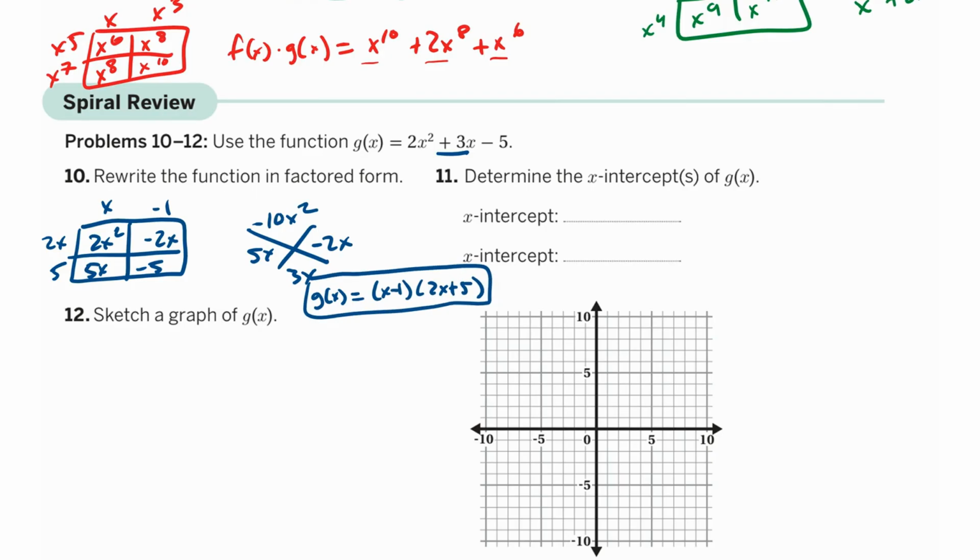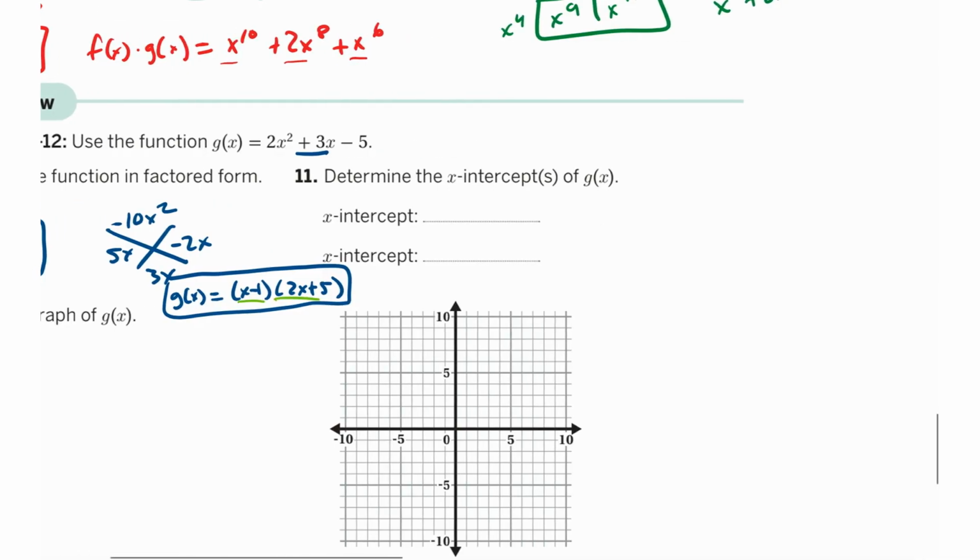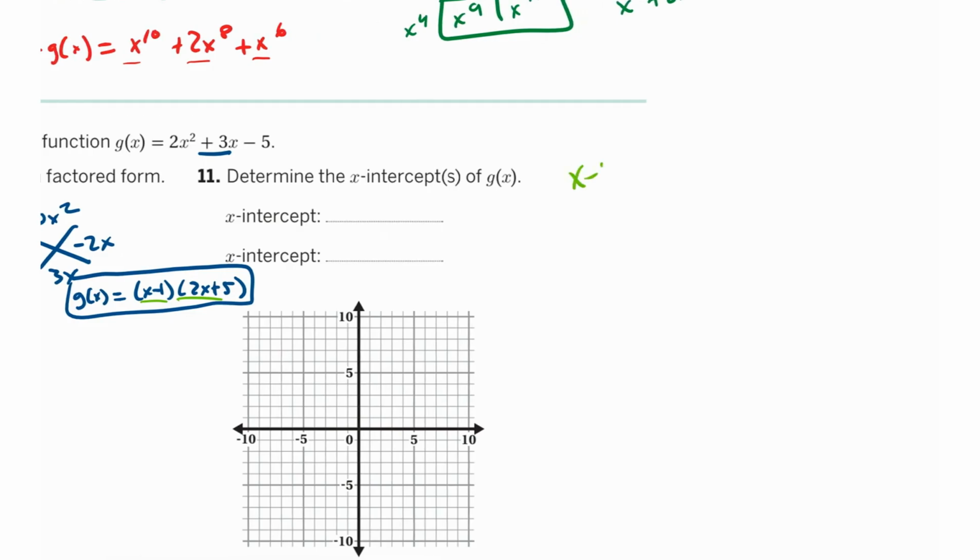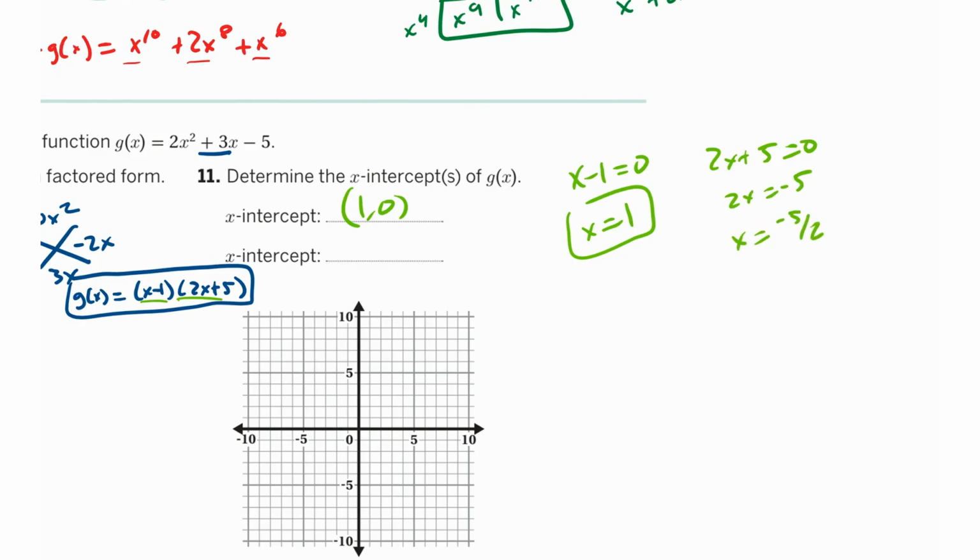Determine the x-intercepts of g of x. Well, I've already got it in factored form, so now I just need to set it equal to 0, use the zero product property, and set each of those pieces equal to 0 to get my first one, which is x equals 1, so 1 comma 0. And my second one, 2x plus 5 equals 0. I subtract 5 from both sides, divide both sides by 2, and I get negative 5 halves, 0.